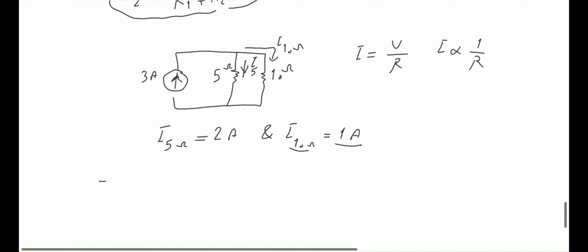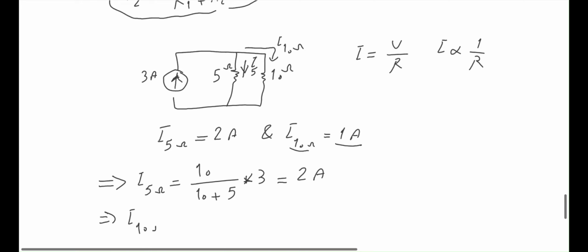But let's calculate it from the current divider formula. I of 5 ohm, as I just said, is the other resistor, which is 10 ohms, divided by the addition of the two resistors, 10 plus 5, times the source. That would be 30 divided by 15, which is 2 amps. On the other hand, the current of 10 ohms is the other resistor, 5, divided by 10 plus 5, which is 15, times 3. That's 3 over 3, which is 1 amp. Same result with two different methods.